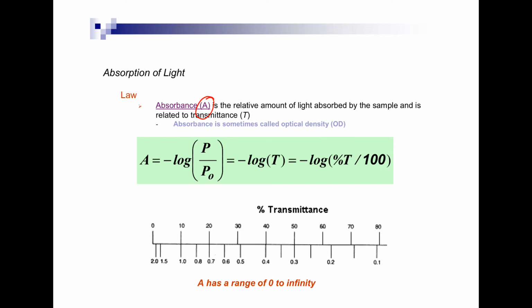Now, we can look at it like this, where the absorbance is the negative log of P over P0. P is the intensity after the sample. P0 is the intensity before the sample. So the difference between those is how much light has been absorbed by the sample. And that ratio of the intensity before and the intensity after is actually called the transmittance.